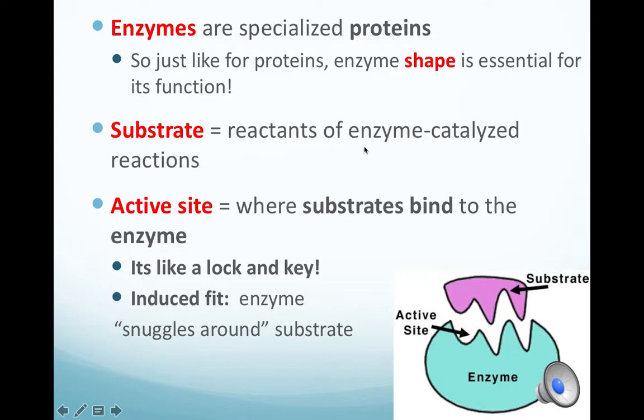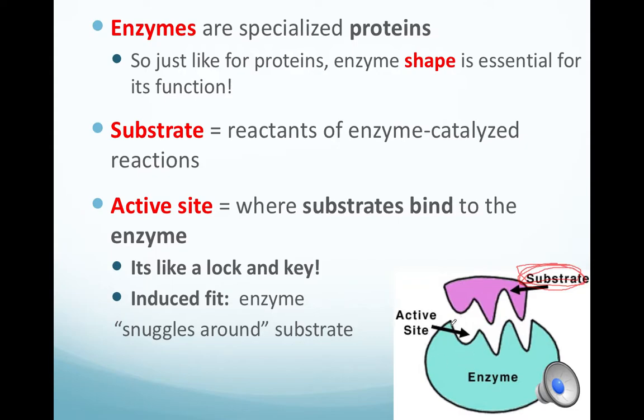Like I said before, enzymes are specialized proteins. So just like proteins, the enzyme shape is extremely important for its function. The thing that enters a chemical reaction with an enzyme is called a substrate. So we learned that reactants go into chemical reactions, but if an enzyme is involved in the chemical reaction, we call the reactants a substrate. Again, a substrate is a reactant of an enzyme catalyzed reaction. So if an enzyme is involved, then we have a substrate.